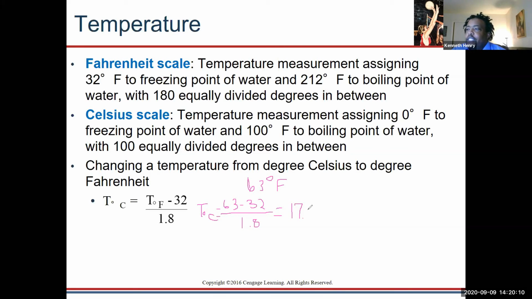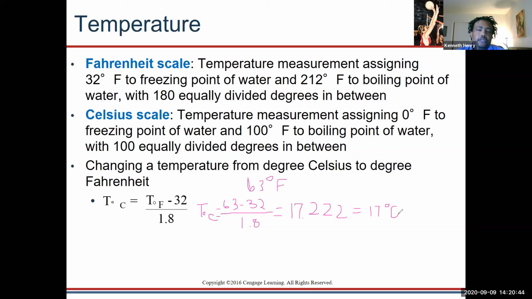17.222. So how many sig figs should I have? The answer would be 2. So it should be 2 sig figs. So my final answer should be 17 degrees Celsius. Okay, so we know how to go from Fahrenheit to degrees Celsius.